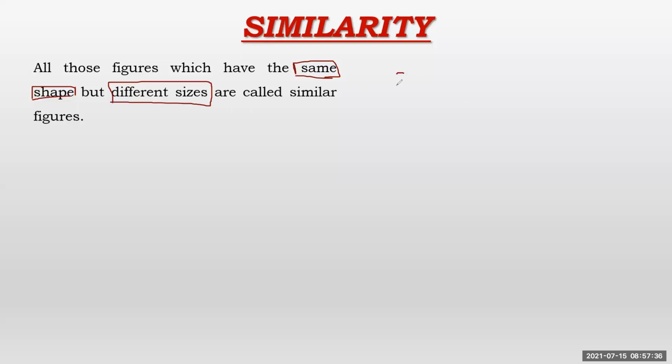If you're drawing two circles, a small circle and a big circle, these two figures are similar. When you're talking regarding triangles, when you're drawing two triangles, one small, one big, these two triangles are similar. But there are different tests to show this similarity of triangles. Is this clear?